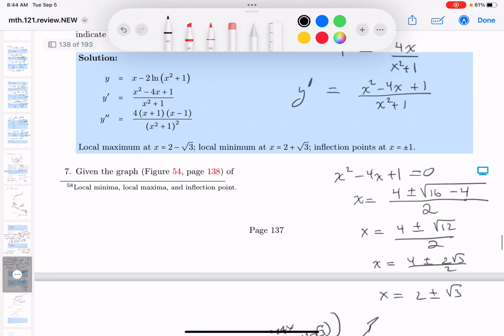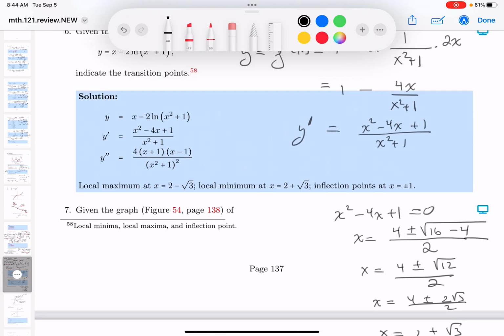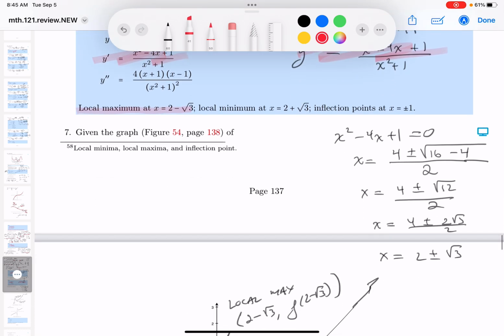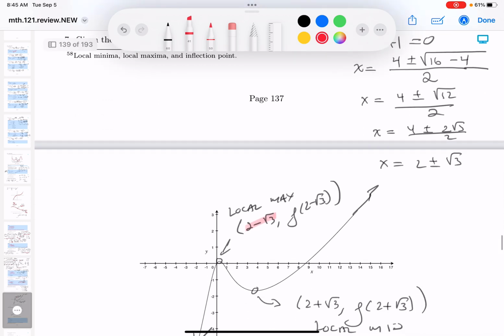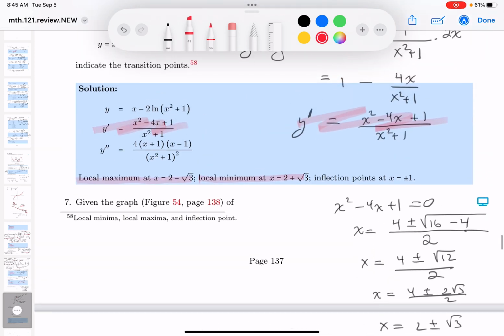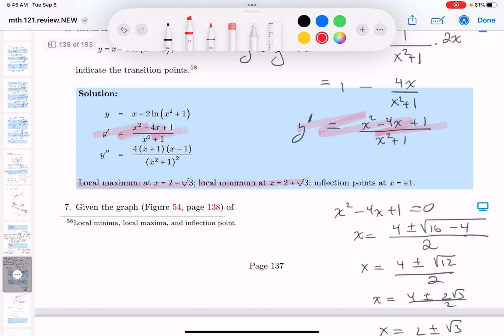All right, let's just look at the key and make sure I'm doing okay with this. And what I mean by that, I did get this part, right? The local maximum at 2 minus root 3, I did get that part. The local minimum at 2 plus root 3, I got that over there, all right? So that's good. Let's do the second derivative now.